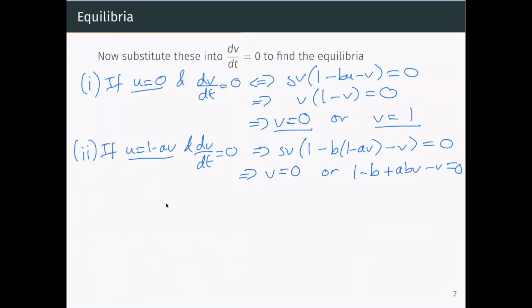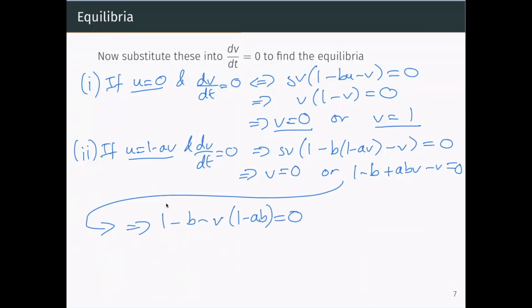We need to do a little bit of algebra now. Let's bring this over here. So we can write (1 - b) - v(1 - ab), so take out a factor of v, is equal to 0. If we take this term over to the right-hand side and then divide by 1 - ab, we can have v is equal to (1 - b) over (1 - ab). This is only true for ab not equal to 1. If ab is equal to 1, then we can't divide by 0. So this is only true for ab not equal to 1.